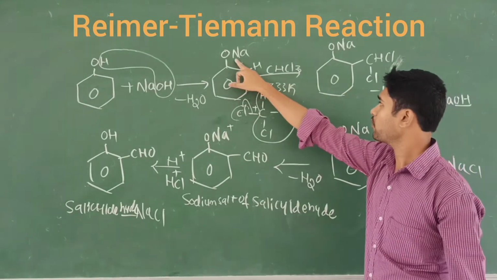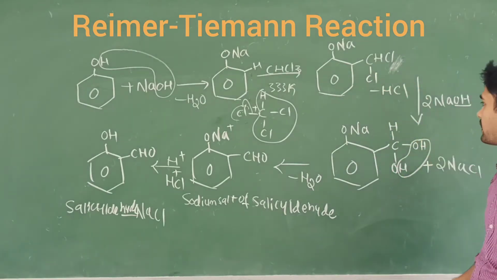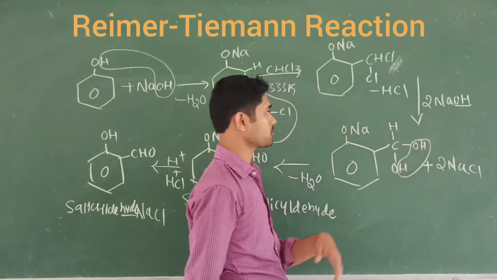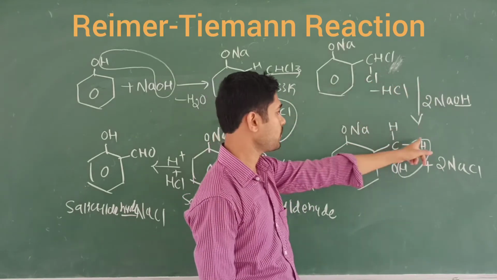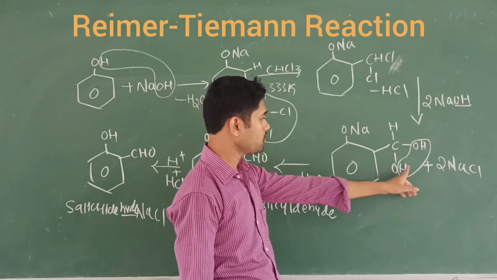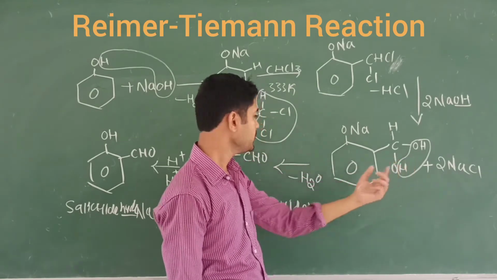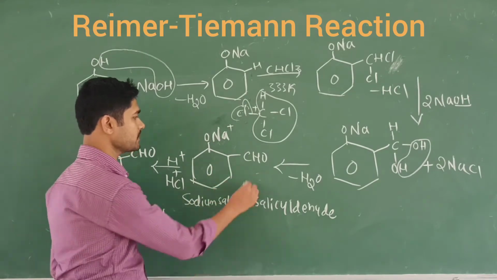What is the remaining here? ONa as it is at the position. This CHCl2 will come and attack here. When you use excess sodium hydroxide, two OH groups will attack here. In place of the Cl minus, we remove 2NaCl. After this, we remove the water molecule to make the sodium salt of the salicylaldehyde. We obtain the CHO compound.